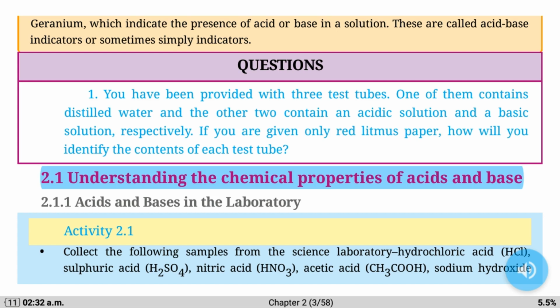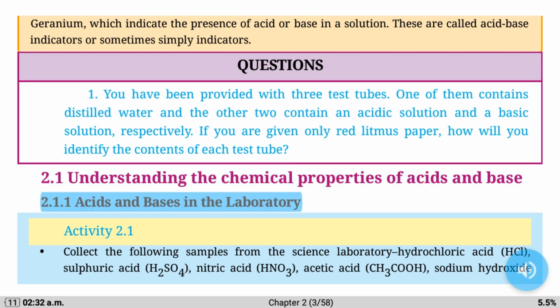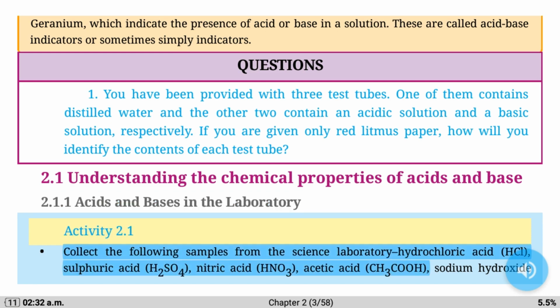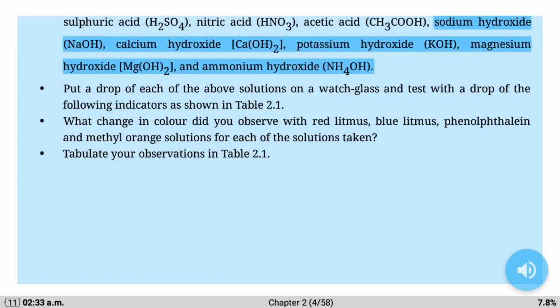2.1 Understanding the chemical properties of acids and bases. 2.1.1 Acids and bases in the laboratory. Activity 2.1. Collect the following samples from the science laboratory: hydrochloric acid HCl, sulphuric acid H2SO4, nitric acid HNO3, acetic acid CH3COOH, sodium hydroxide NaOH, calcium hydroxide Ca(OH)2, potassium hydroxide KOH, magnesium hydroxide Mg(OH)2, and ammonium hydroxide NH4OH.